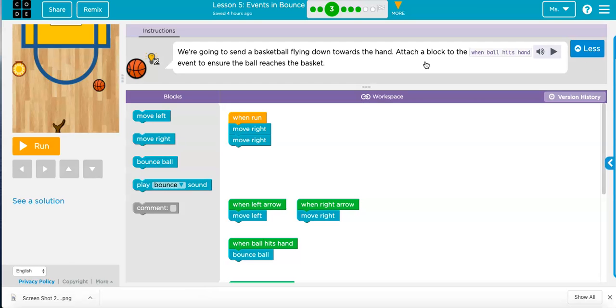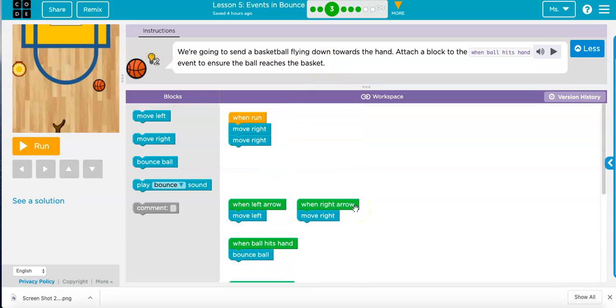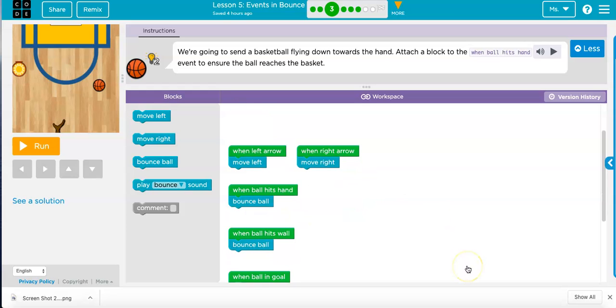So all I'm doing, because trust me, I'm not a code whiz, is following these instructions. We're going to send a basketball flying down towards the hand. Attach a block to the when ball hits hand event to ensure the ball reaches the basket. Now, they've given me some more of these green blocks. They also added this when run block. I've played around with it and added this to see what needed to happen.